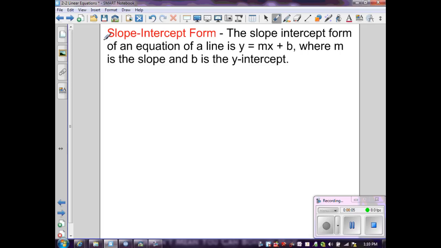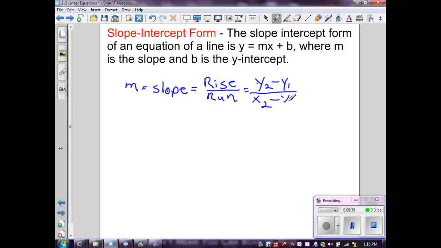Section 2.2 continued. Defining slope-intercept form. The slope-intercept form of an equation of a line is y equals mx plus b, where m equals the slope, which we know from previous sections is rise over the run, but also can be defined in the formula by y2 minus y1 over x2 minus x1.